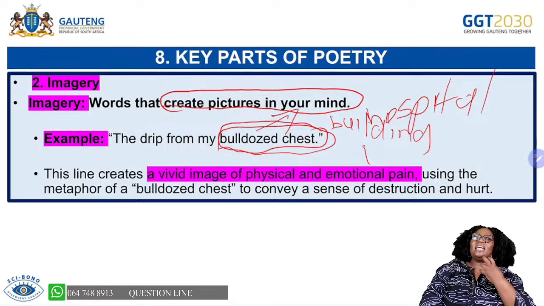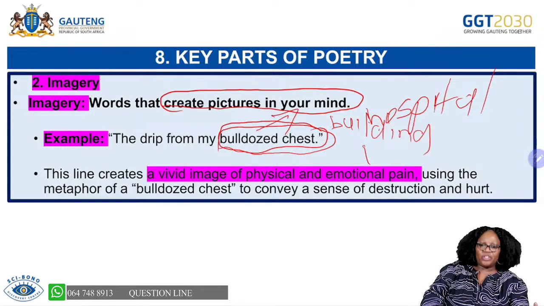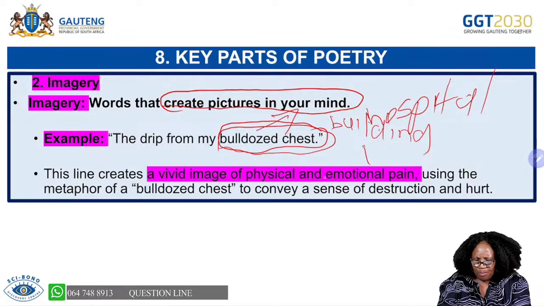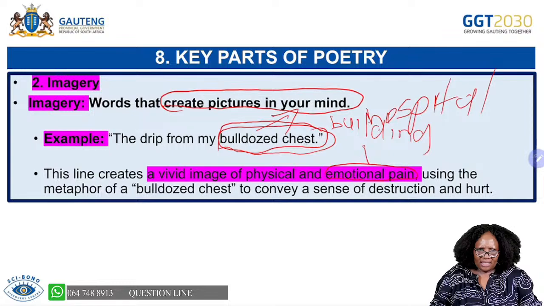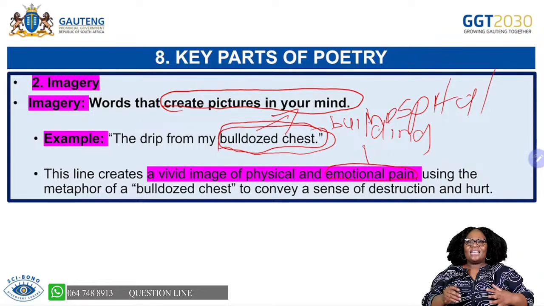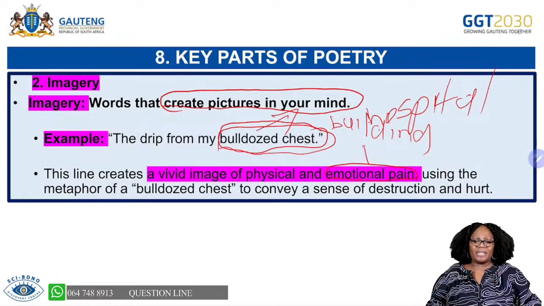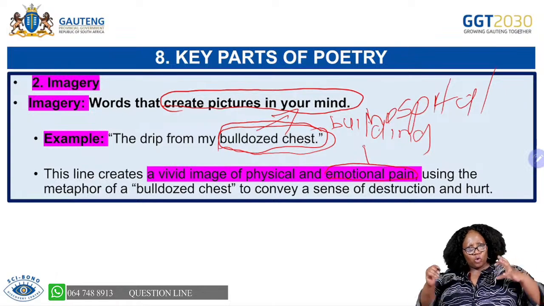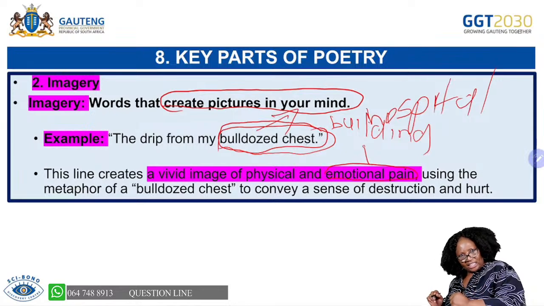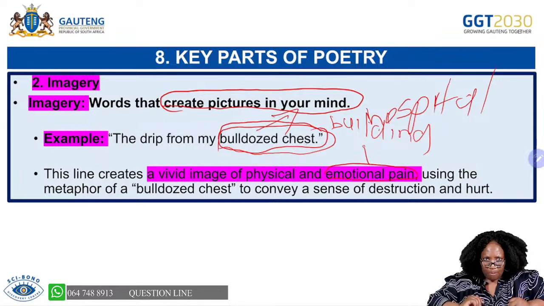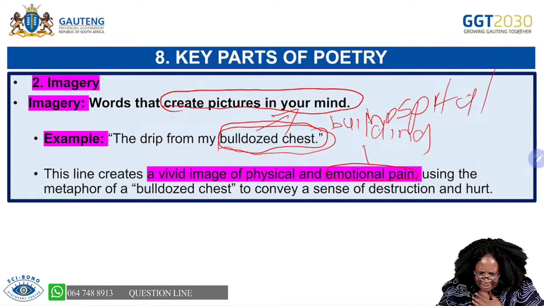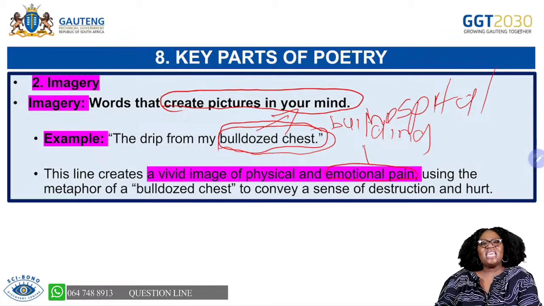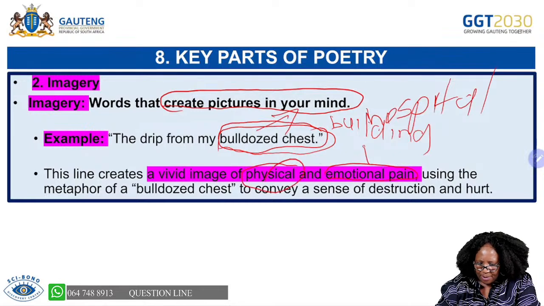This line creates a vivid image of physical and emotional pain. You've got a chest, your chest is fragile, isn't it? Your chest is weak sometimes. But now think of this bulldozer coming in and coming to you, bulldozing it, removing all the gravel in the street. On your poor chest. So there is an image of physical pain.